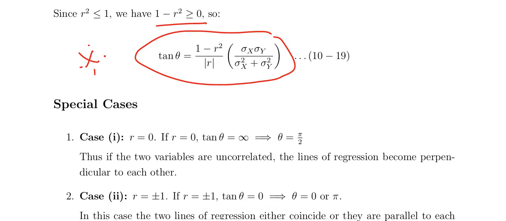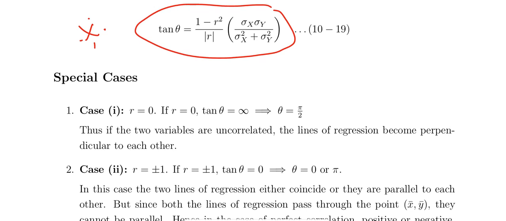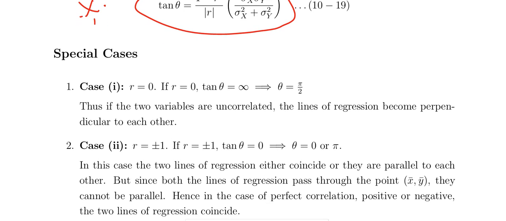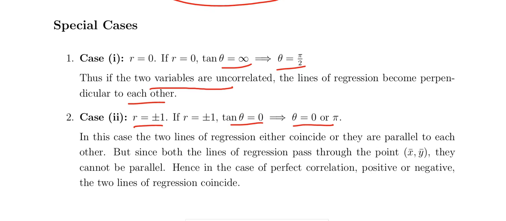In this case, if r equals 0, tan theta equals infinity, so theta equals pi by 2. Theta equal to pi by 2 means the two variables are uncorrelated, and the lines of regression become perpendicular to each other. If r equals plus or minus 1, then tan theta equals 0, so theta equals 0 or pi. In this case, the two lines of regression either coincide or are parallel to each other.